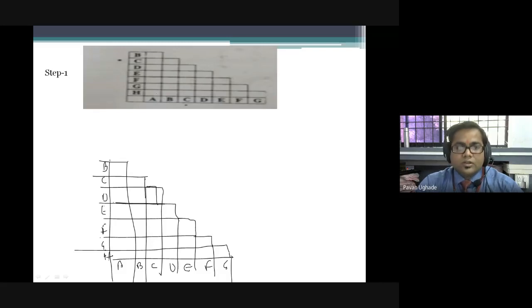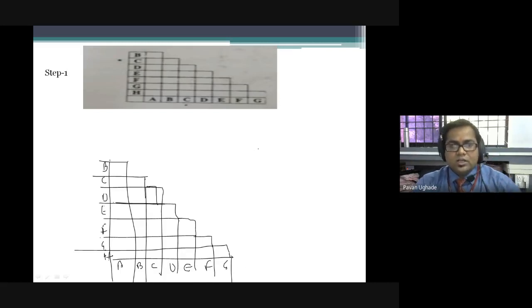Now, are you able to see both tables are the same? Will you be able to draw? Yes, both are the same. See, we have not taken A, we have not taken H here, and we'll be checking this out.